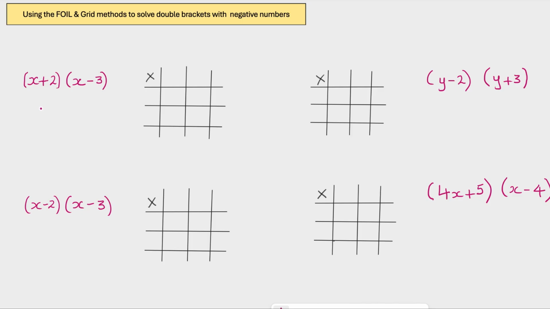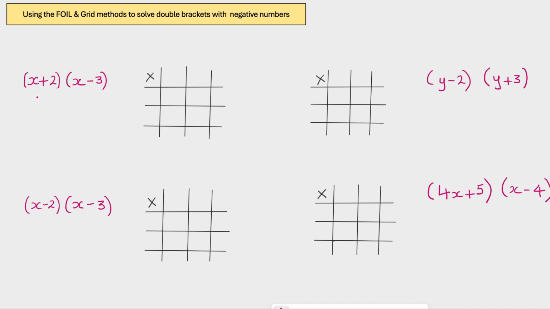This is the follow on from the previous video where I showed you how to use two methods to solve double brackets, which was the FOIL method in the brackets and then the grid method. This video recaps but includes negative numbers. Now don't be frightened of a negative number. It's going to be okay, I can assure you. I know you hate maths, that's why you're looking at this video, but you can do it.